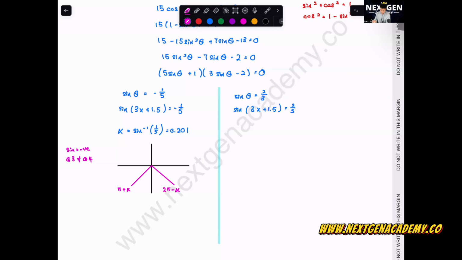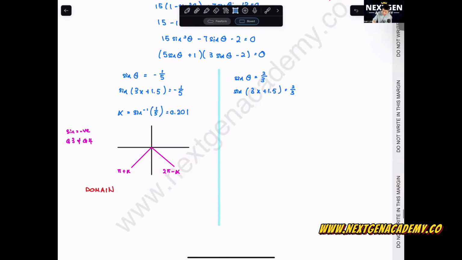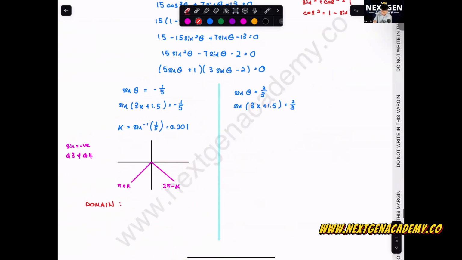Another thing that we want to check is the domain. The domain will be shared for both of them. I'll write over here: the domain is used for both of them. So the domain just now was from negative 0.3 to 0.5.